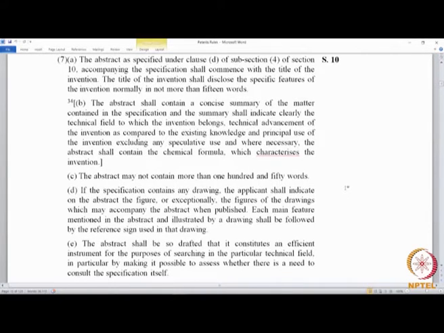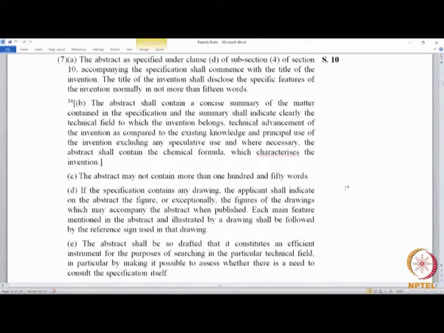So, the word limit for an abstract is 150 words, and it shall contain a concise summary of the matter contained in the specification. And what should that concise summary indicate? Three things, or rather 3 plus 1 things. The one is optional. The first thing, it should indicate the technical field to which the invention belongs. Second, the technical advancement of the invention as compared to the existing knowledge. Third, the principal use of the invention, and the principal use alone is required, and all speculative uses should be excluded. If the abstract pertains to a chemical invention, and where it is necessary, the abstract shall contain the chemical formula which characterizes the invention. So, that is an optional thing which comes only in the case where chemical compounds are involved.